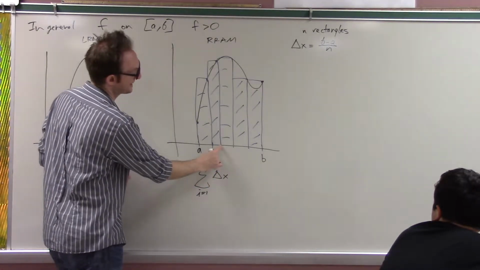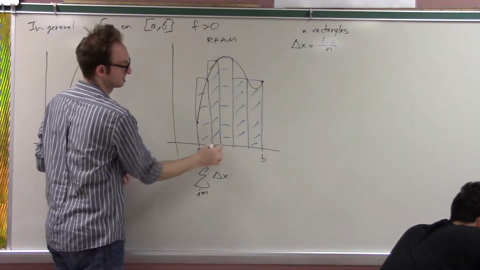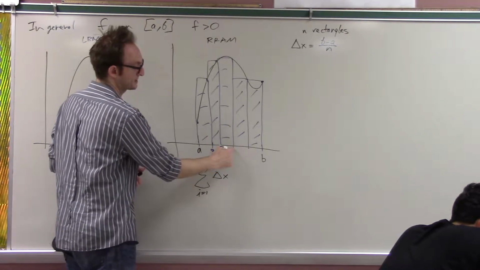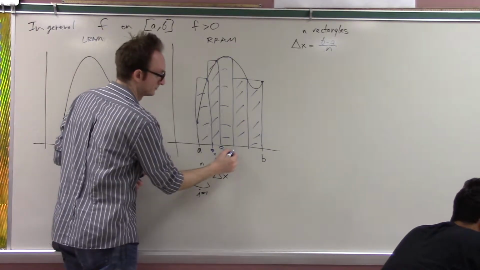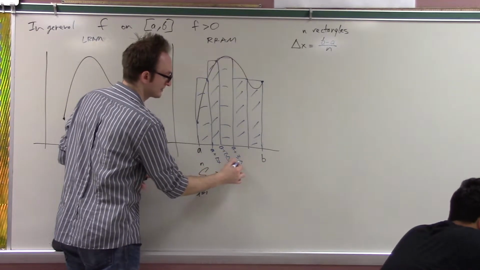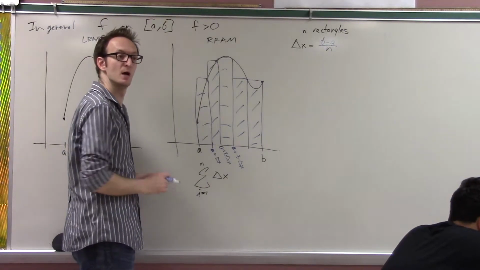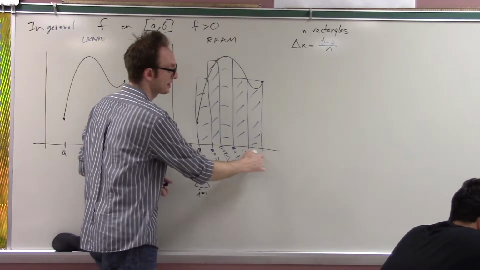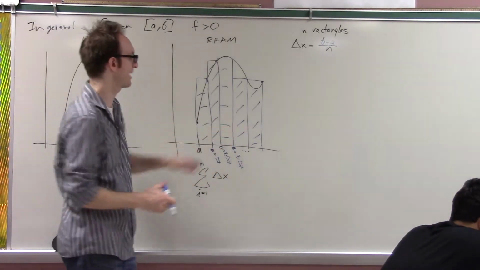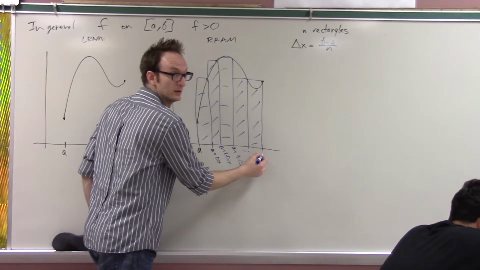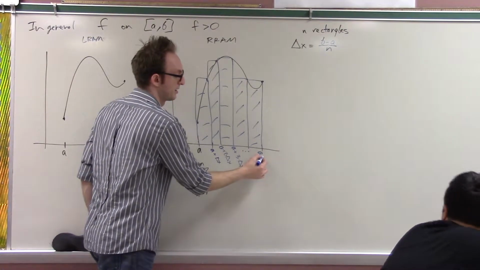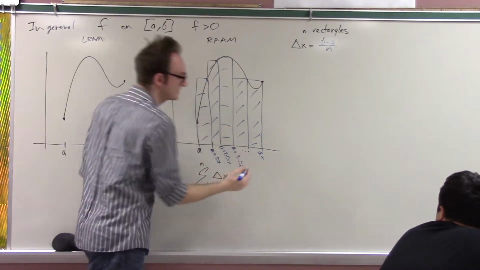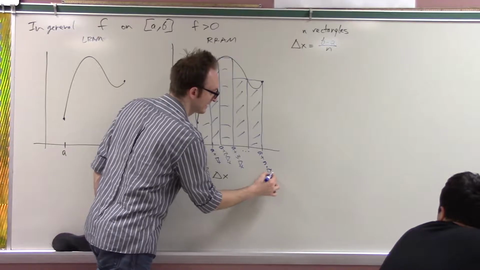Okay. And then what's the next point which I plan on plugging into the function? A plus 2 times delta x. Yeah. What's the next point? A plus 3 times delta x. Is everyone okay with this? It's just like what we've been doing, right? And now we go all the way dot dot dot to the end. What's the last one according to our pattern? When we get to the nth rectangle, a plus, how many times have I scooted over now? n times. Yes, this is n times delta x.